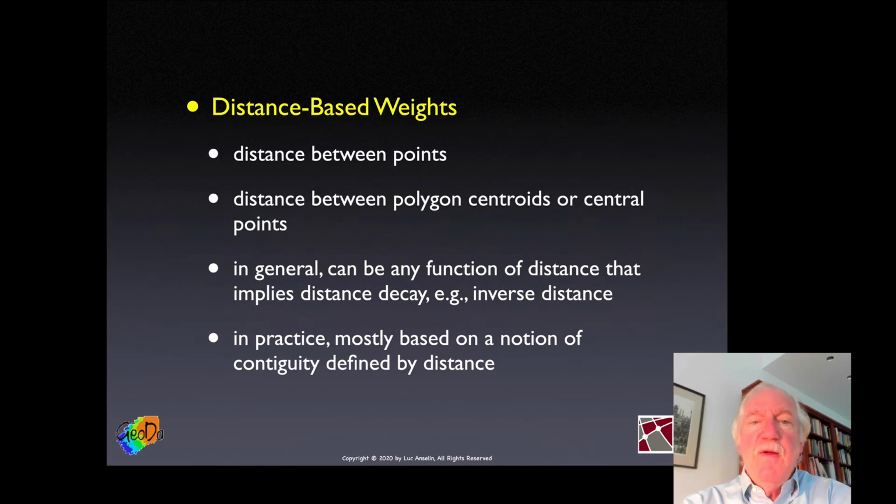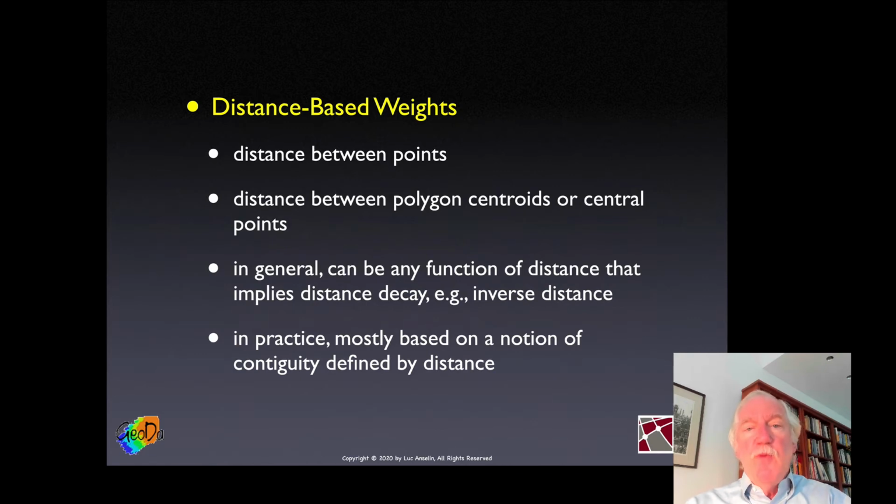Distance-based weights can be any function of distance, but remember Tobler. Tobler's law implies distance decay. So you have to make sure that your weights also imply distance decay. What does that mean? For example, you cannot use the distance as such, because the distance gets larger as points get further away, which would imply more correlation. We want the opposite, so we will use inverse distance, or distance to some negative exponential, instead of the actual distance.